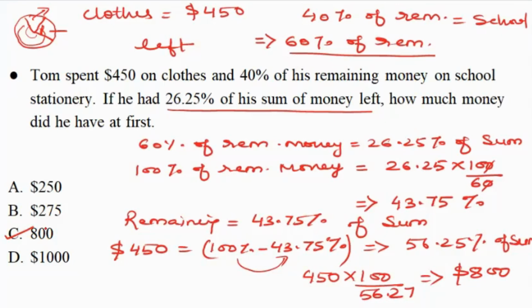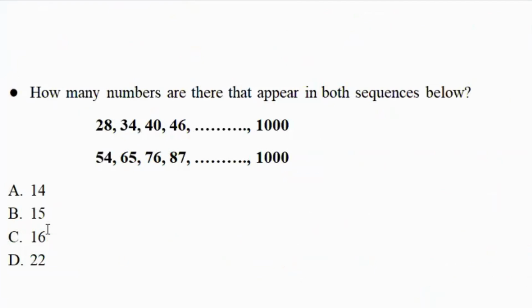So that's why we will solve it in a very simple way. Now the next question. How many numbers are there that appear in both sequences below? Let's look at the sequence below. The first is 28, then 34, then 40, then 46, and it is going till 1000.